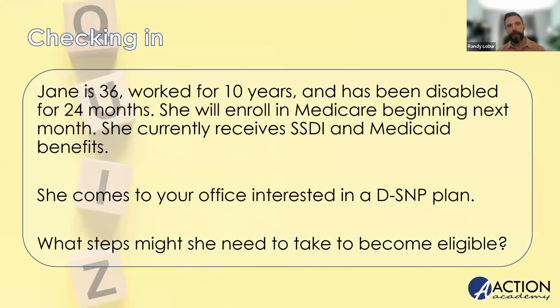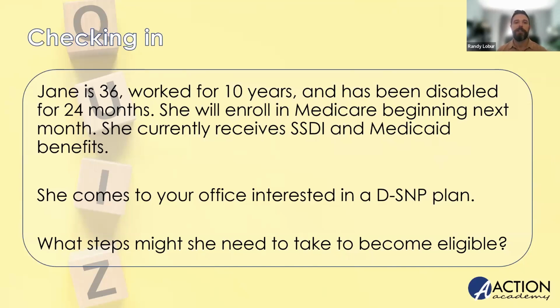So Jane is one of your prospects, for lack of a better word. She is 36. She's worked for 10 years and been disabled for 24 months. Because she's been disabled for 24 months, she'll enroll in Medicare Parts A and B beginning next month. She currently receives both SSDI and Medicaid benefits. So knowing that she needs some support, she comes to your office and is interested in a DSNP plan.